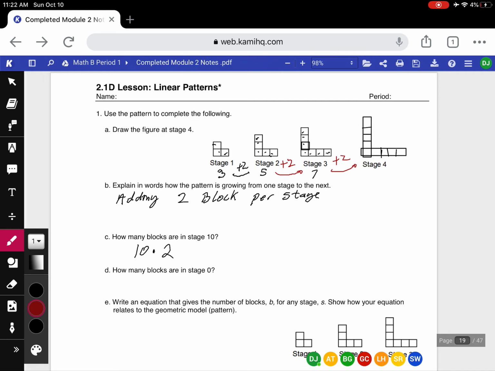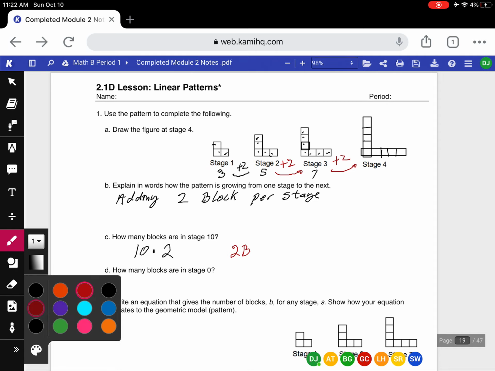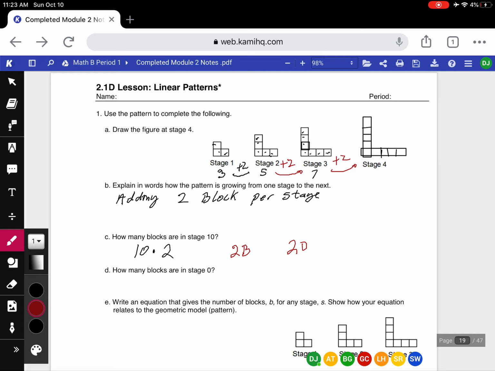So I can write that kind of as an equation. I'm adding 2 blocks per stage. All right, so then on stage 10, if I'm adding 2, that would give me a total of 20 blocks. But if we notice this, we're always 1 off, meaning 2 times 1 is 2, but I have 3. 2 times 2 is 4, but I have 5 blocks. 3 times 2 is 6, but I have 7 blocks. So essentially what I need to do is add that additional block. This would give me 21.